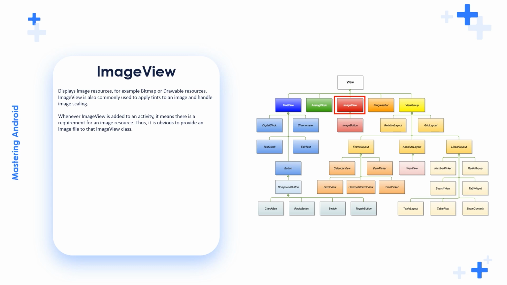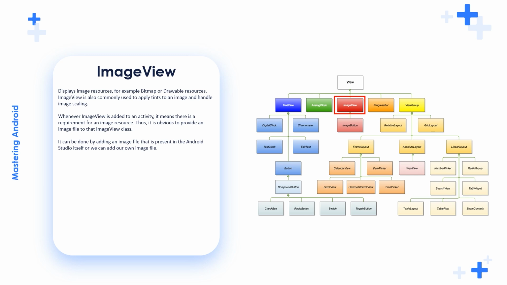Whenever image view is added to an activity, it means there is a requirement for an image resource. Thus, it's obvious to provide an image file to that image view class. It can be done by adding an image file that is present in the Android Studio itself, or we can add our own image file. We can see that the image view in this hierarchy inherits from the view. So, an image view is a view.